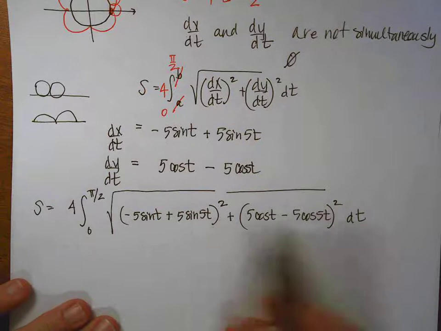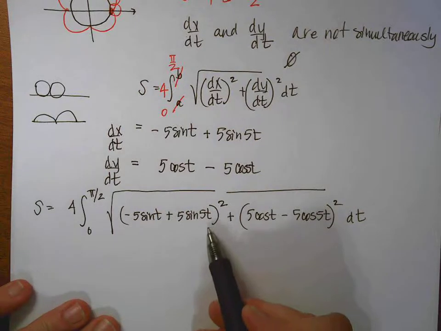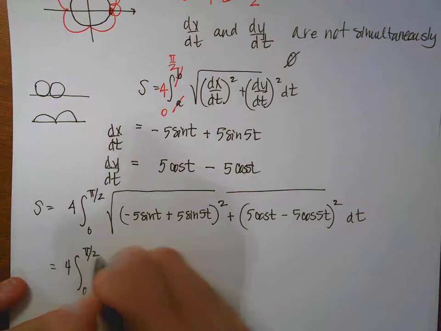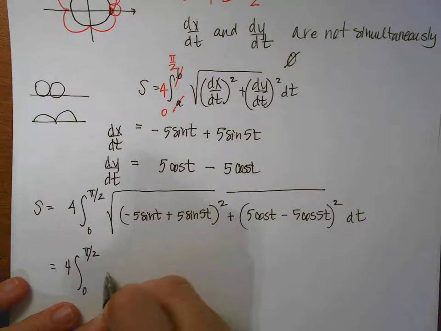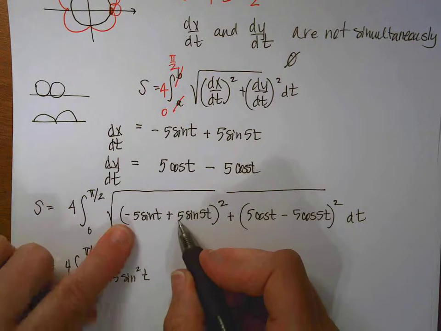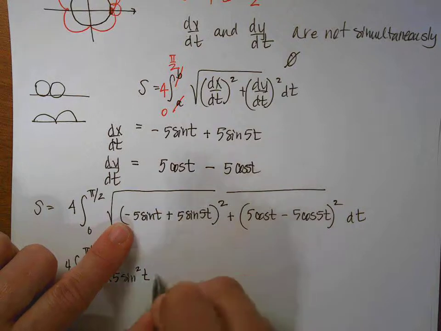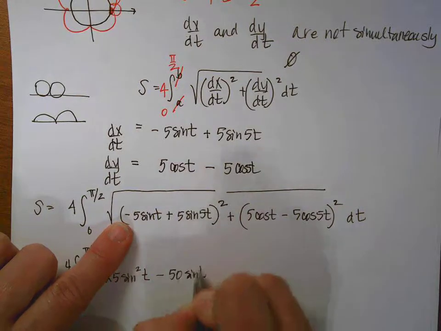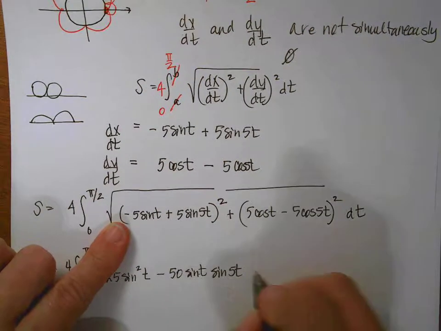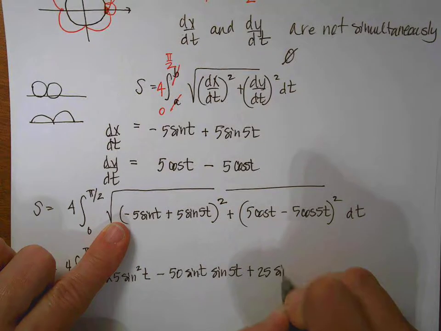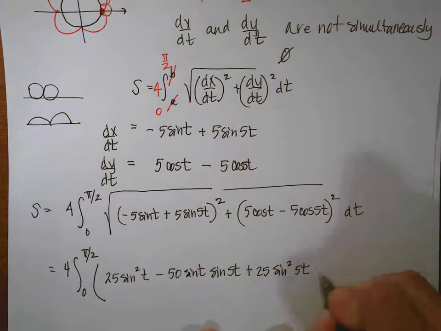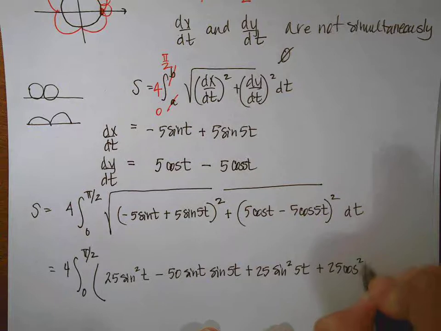Whew. Alrighty, so to make life a little bit simpler, although it doesn't look simpler, I'm going to square both of these because then I can combine like terms using some of my trig identities. So the 4 is going to stay outside. 0 to pi over 2 is going to stay. Alright, so if I square the first term, 25 sine squared t, multiply these two guys together and double it, so negative 25 times 2, minus 50 sine t sine 5t. Remember, these little guys aren't the same, so I can't put them together, plus 25 sine squared 5t. Ugh, that's just so gross.